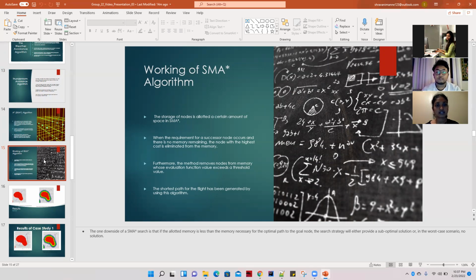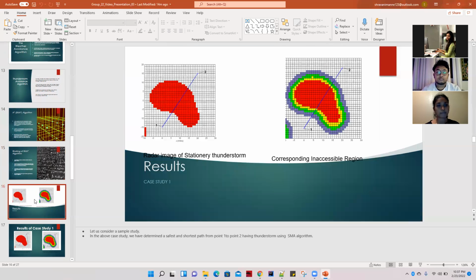Next, let us consider a case study. Here is the case study. This is the radar image of the stationary thunderstorm. That means the thunderstorm is not moving, it's stationary. We have to find the distance between point 1 and point 2 using the SMA and the A star search algorithm technique.